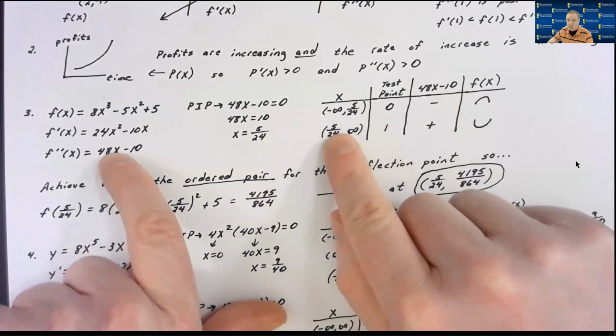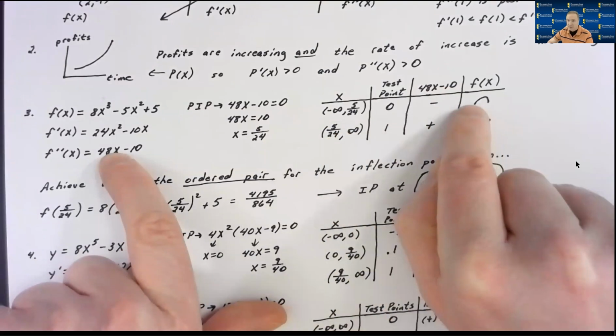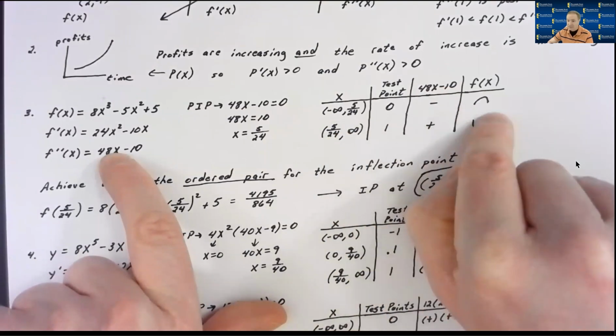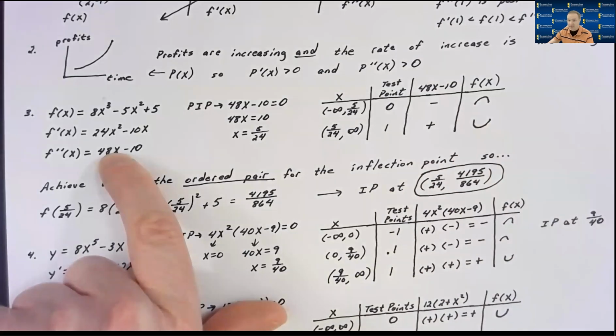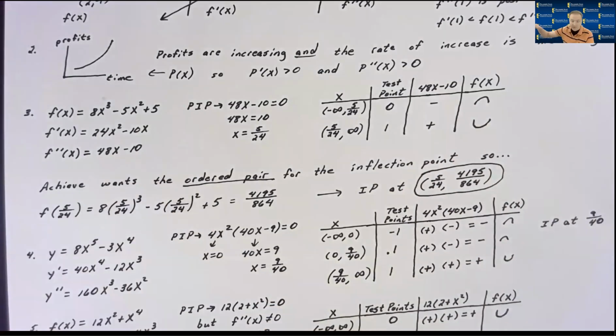For any region where a second derivative is positive, your function is going to be concave up shaped. I always think of it as it's going to look like a portion of a U. It could be the entire U, or it could be the first portion of it, or the second portion of it. But no matter what, it's concave up in that region. For that first region between negative infinity and 5/24, we see that it's going to be concave down.